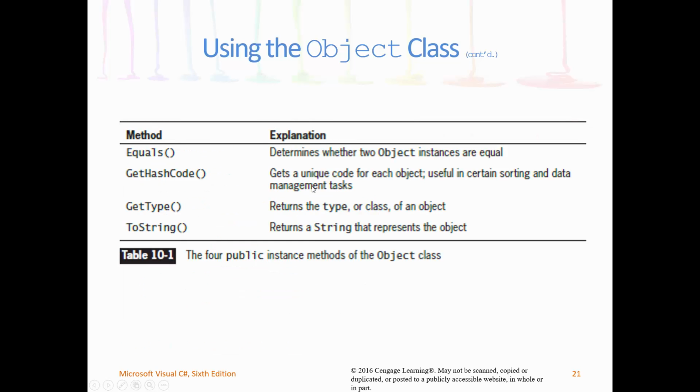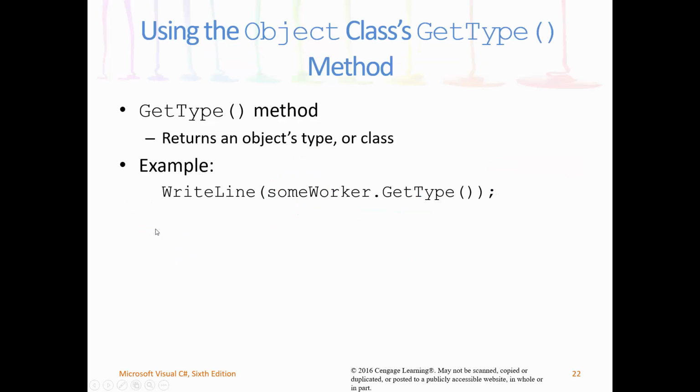The object class, again, is something that every class inherits from directly as a child or indirectly, maybe as a grandchild, a great-grandchild, or whatever. But the object class has four built-in methods, and they're shown right here. It has an Equals method that will determine whether or not two object instances are equal to one another. A GetHashCode, which gets a unique code for each object. A GetType, which returns the type or class associated with an object. And the ToString, which returns a string representing an object. And quite often that's going to be overridden, so you can have it say whatever you want it to say.